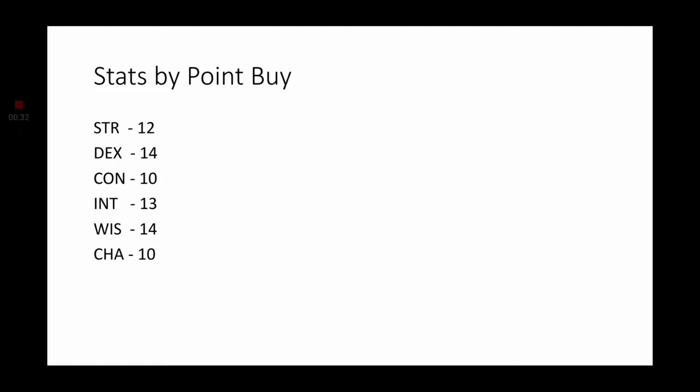So without further ado, let's go ahead and jump right into the build. And as always, we are using the point buy system for our stats. Strength will be a 12, Dexterity and Wisdom are going to be a 14, Constitution will be a 10, and Intelligence is going to be 13. Oh, and Charisma is also a 10.